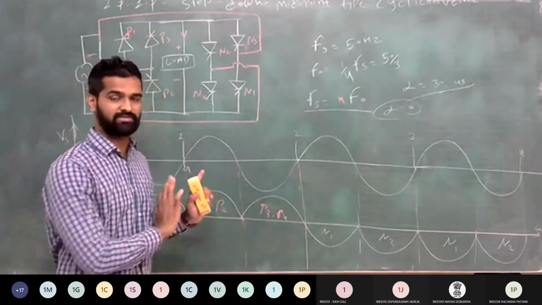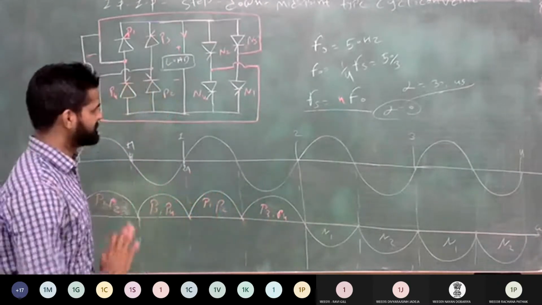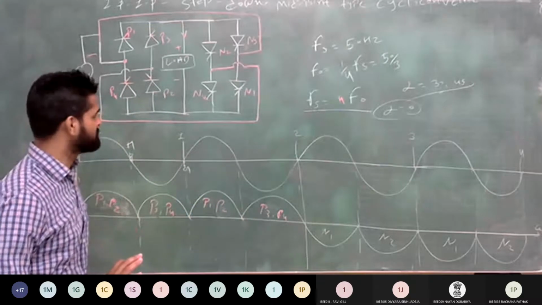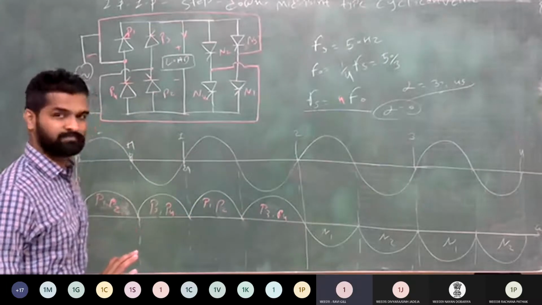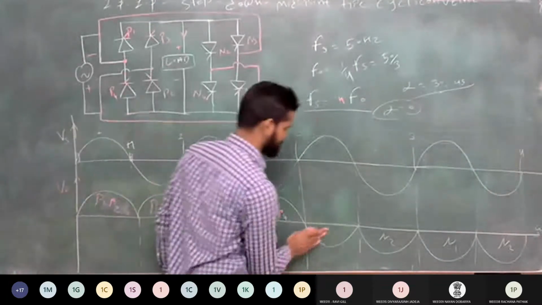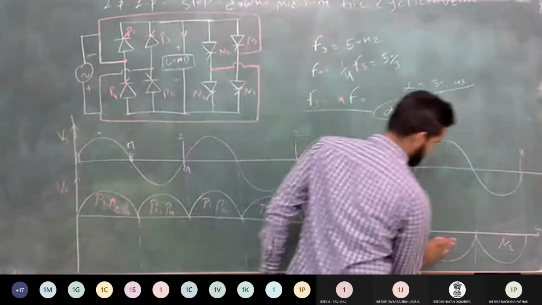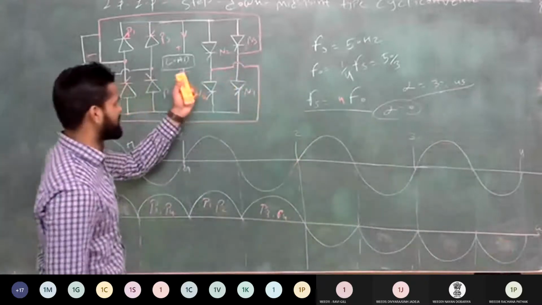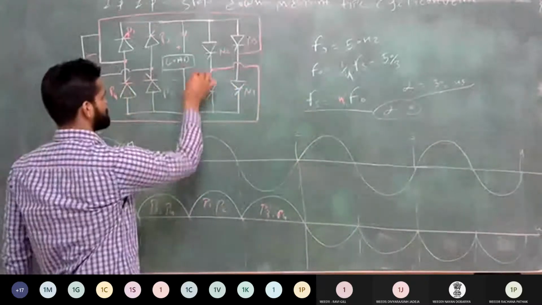All of you understand up to this? Any doubt? Is there a doubt? No. Okay. Now the negative cycle of output. Now which thyristor is conducting? Supply is positive. I require the negative output voltage. It means here first, here minus.